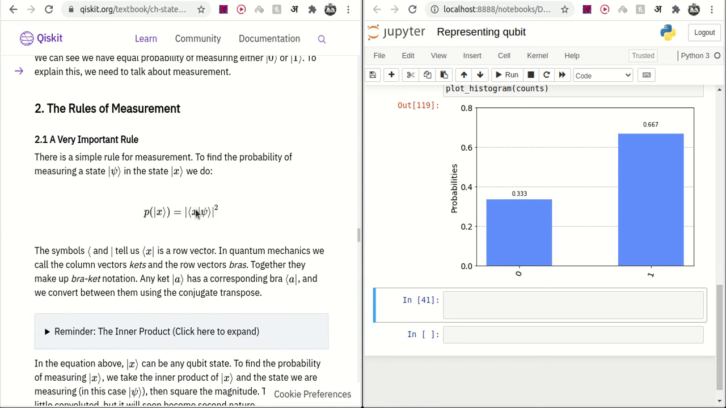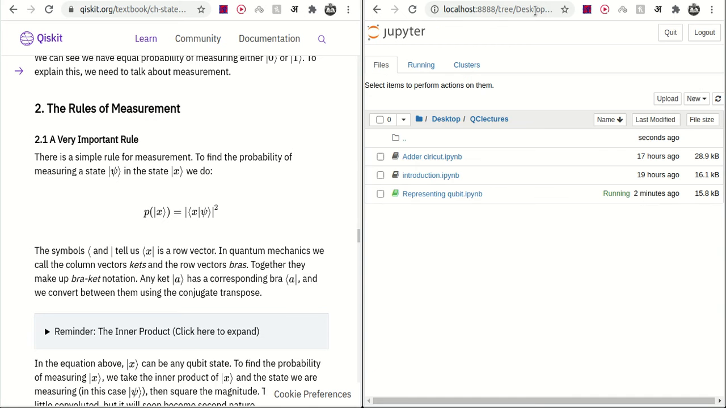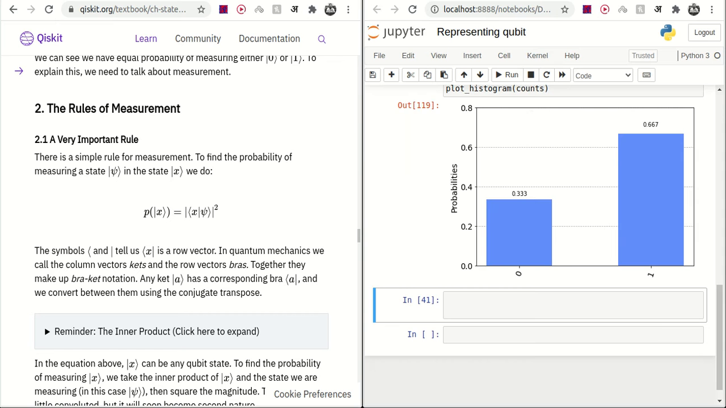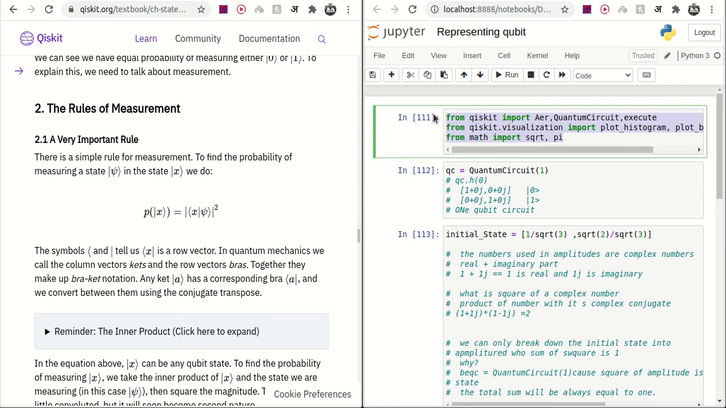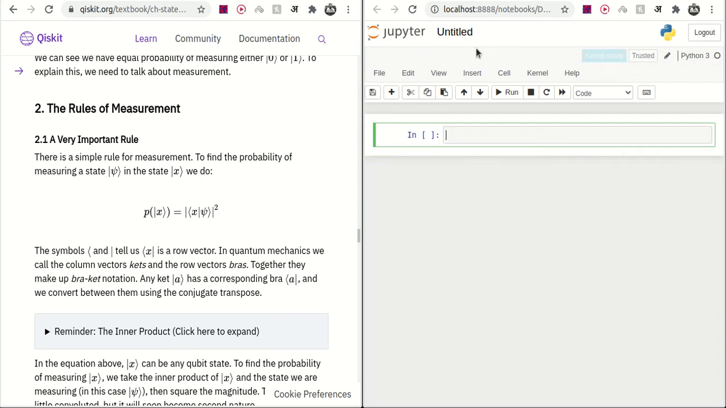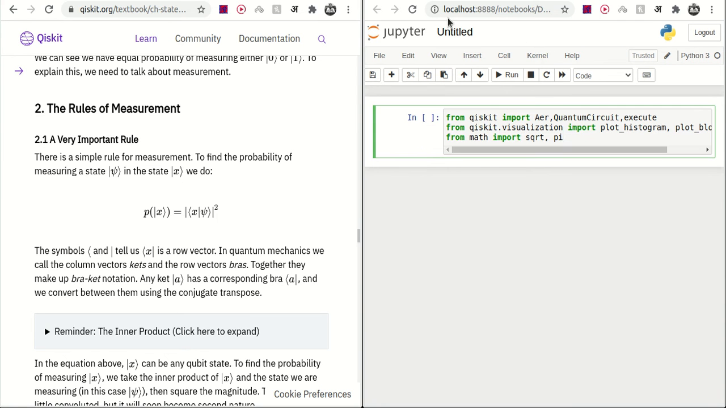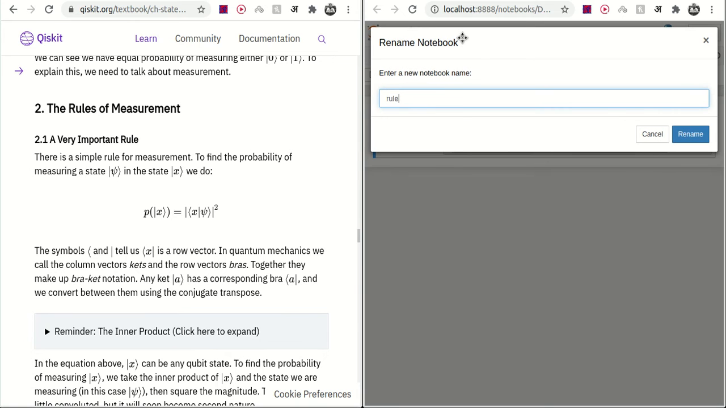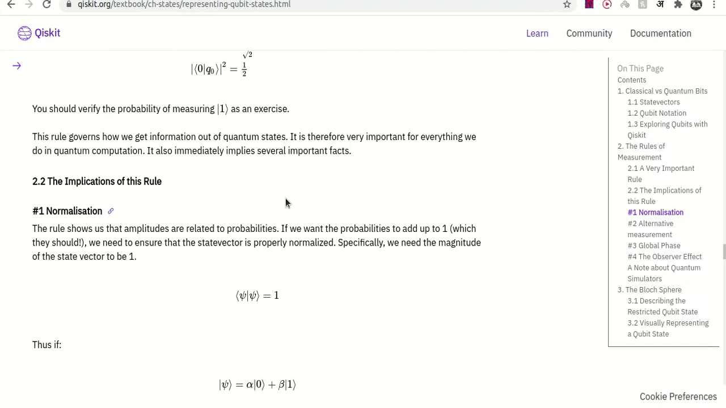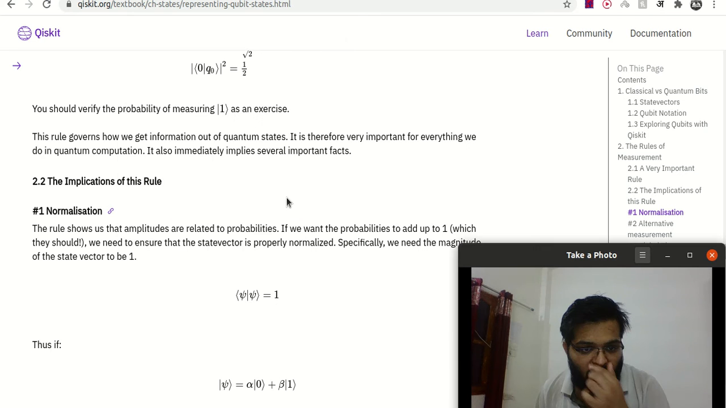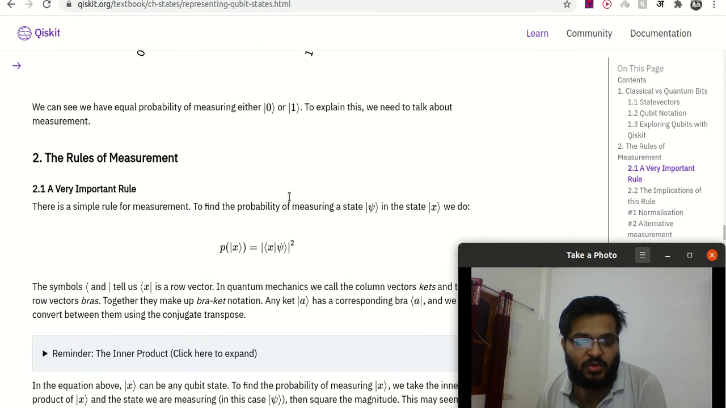Now we will move to the rules of measurement. Let us create a new Python 3 file, and we'll copy all these. Now this is rules of measurement. You can see here the rules of measurement.